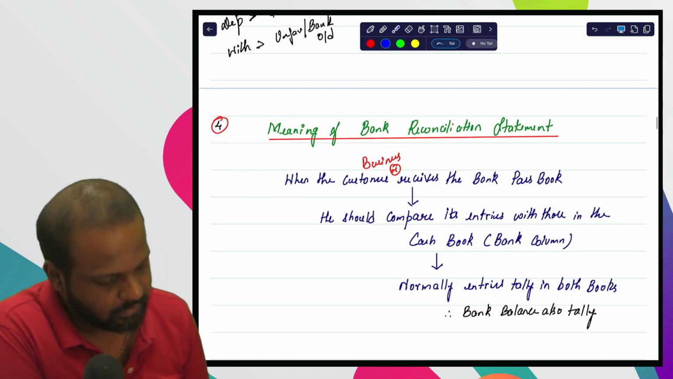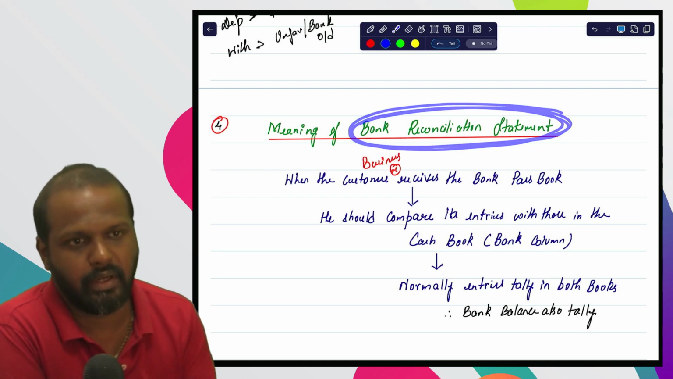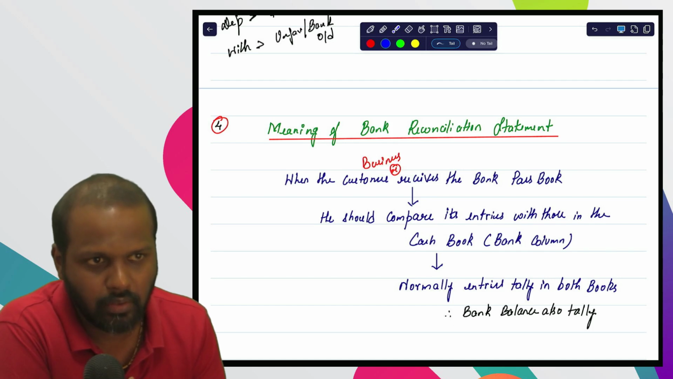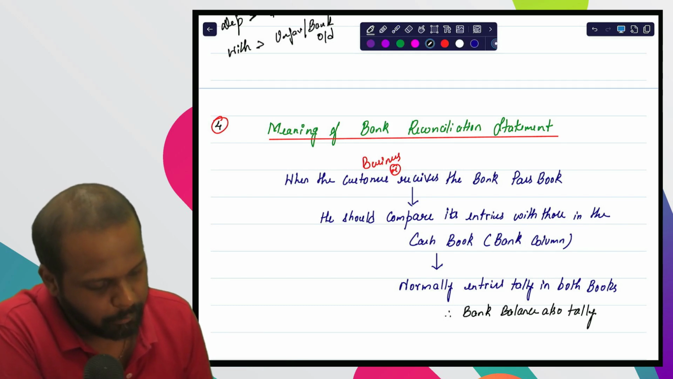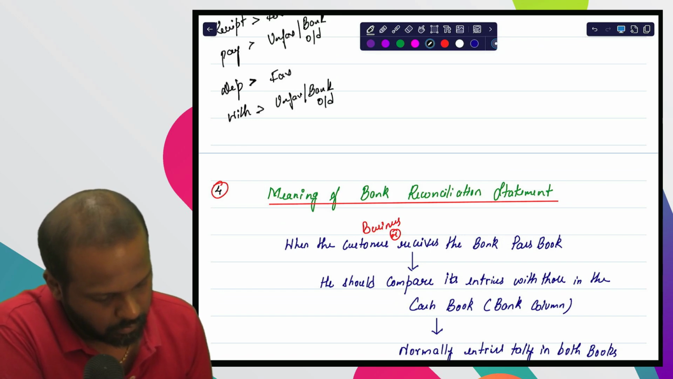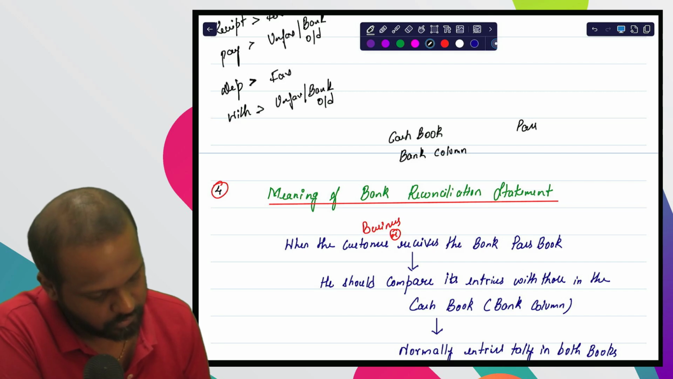So now I will discuss with you the meaning of BRS, Bank Reconciliation Statement. Now we are coming to the actual topic, meaning of BRS. Okay, now listen. As I mentioned, banking transactions are recorded in the cash book, particularly which column? Bank column. And we even record in which book? Passbook.